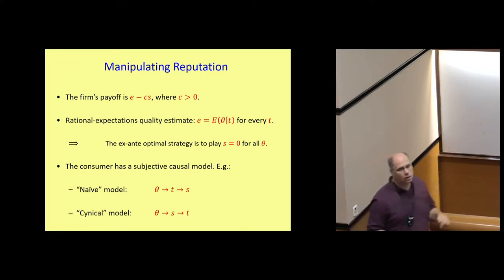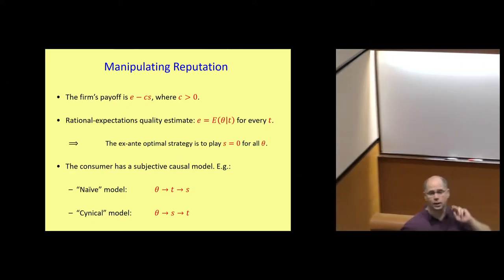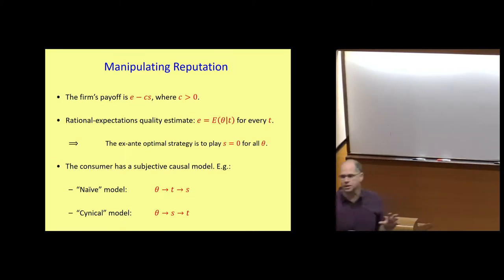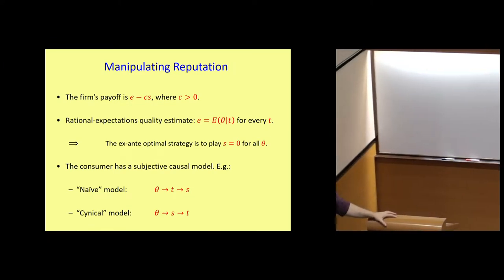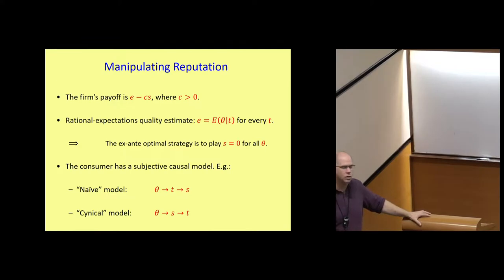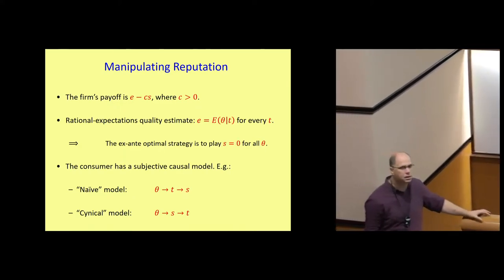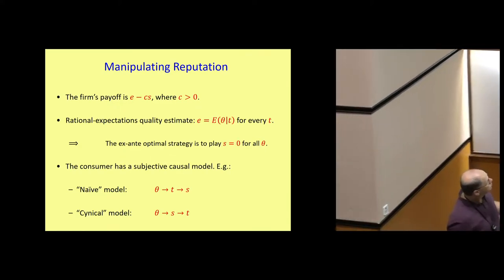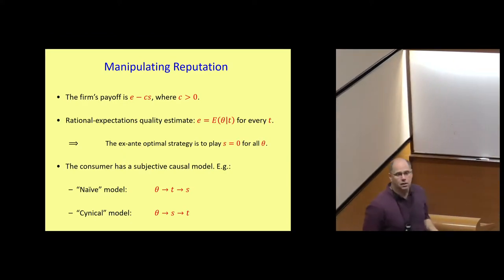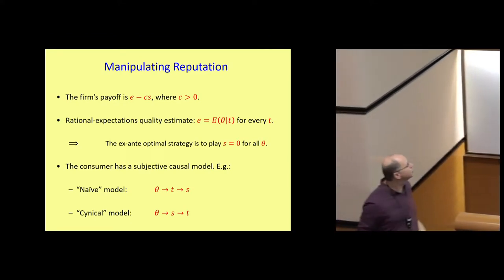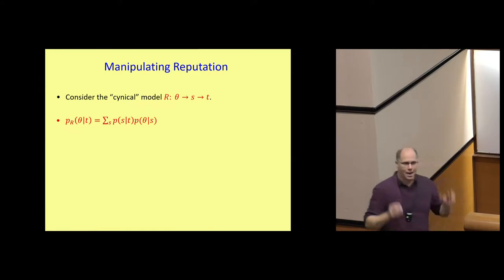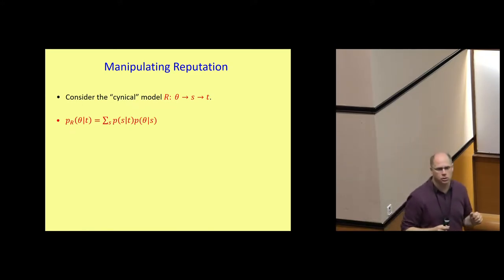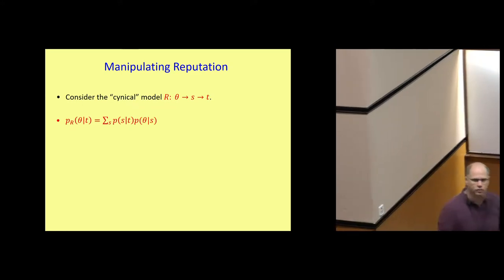The cynical model goes the other way around. You really think that the content of the review is purely a function of sponsorship. It has nothing to do with the actual quality of the product. It's only a function of whether you're being paid or not. That's kind of cynical, and that's something I call the cynical model. So suppose that the consumer comes along, for example, with a cynical view, and he interprets the entire distribution through the prism of his cynical worldview.